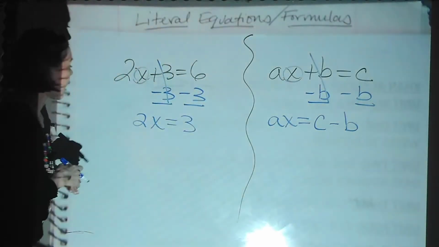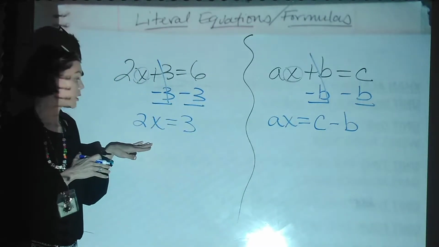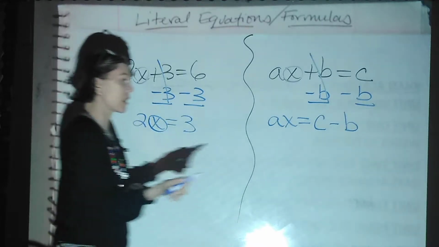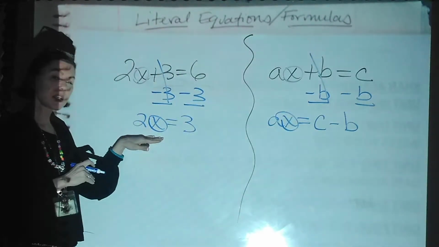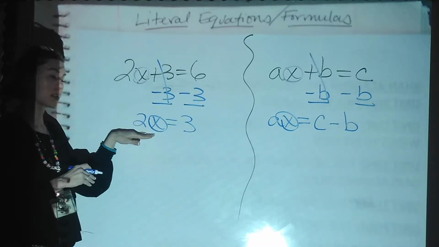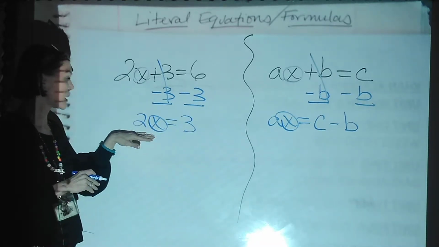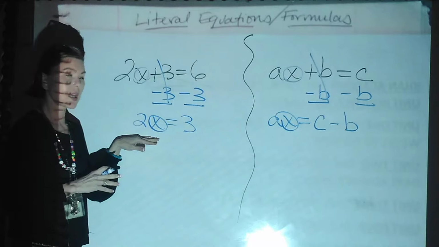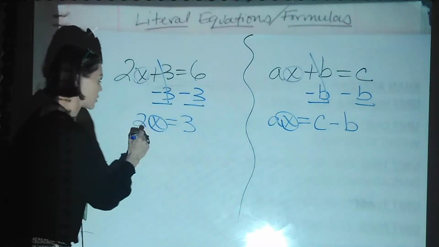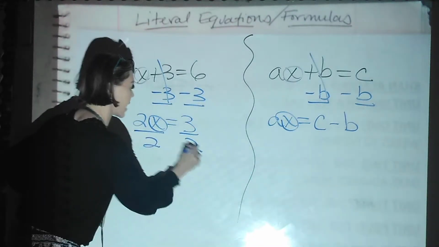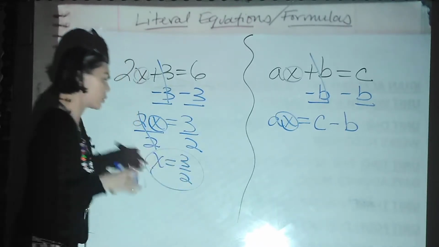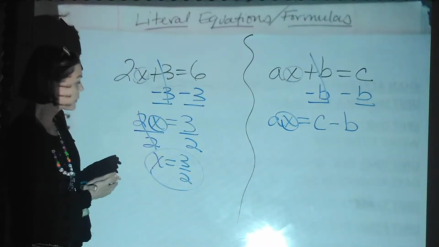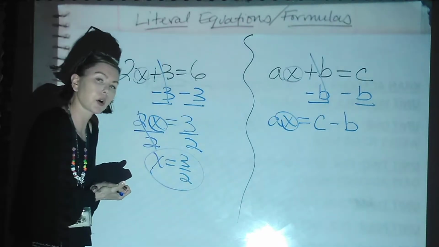And then on this side, in order to solve for x, because we still haven't solved for x yet, go ahead and circle the x. So to get this x all by itself, we have to do the opposite of what we were given here. So the opposite of 2 times x is division, okay? So we would divide by 2 on both sides. And here we would have our final answer of x equals 3/2. Okay, so perfectly fine.